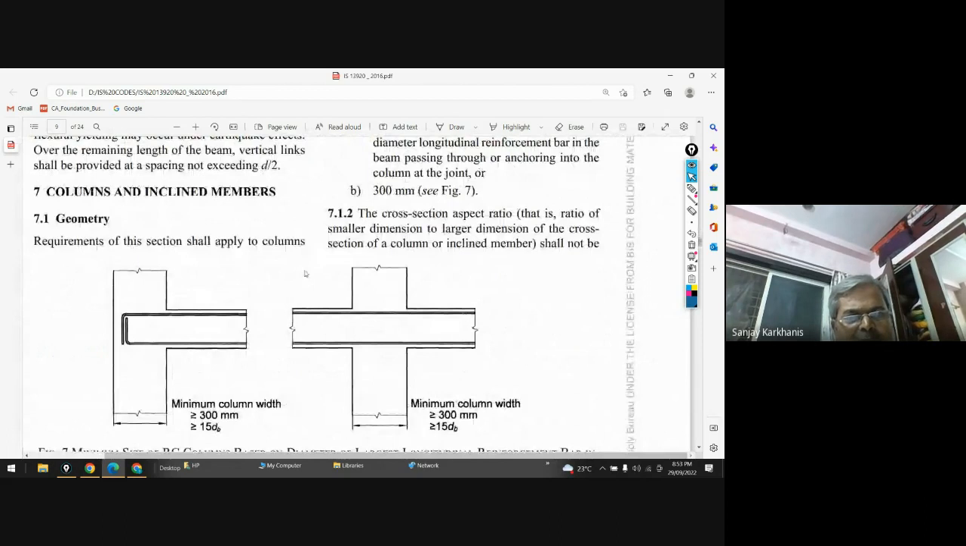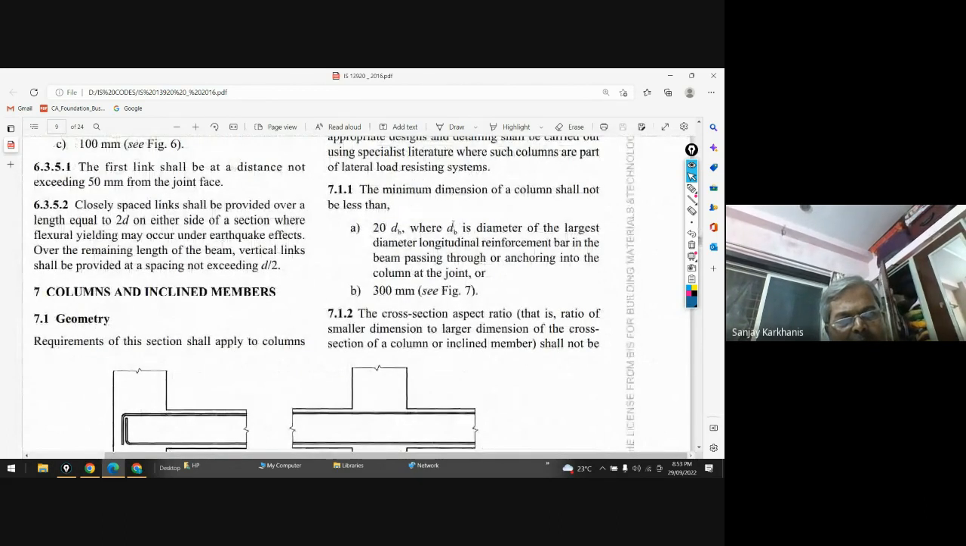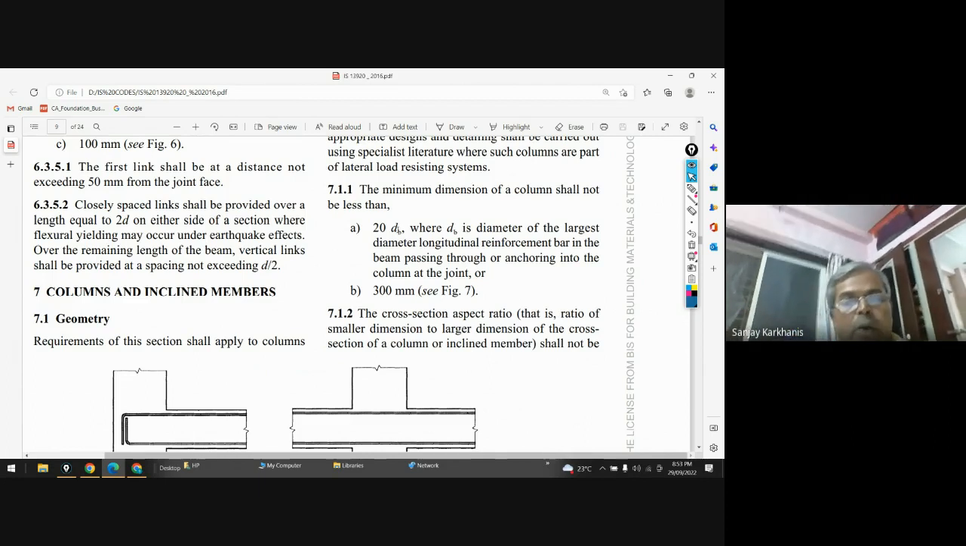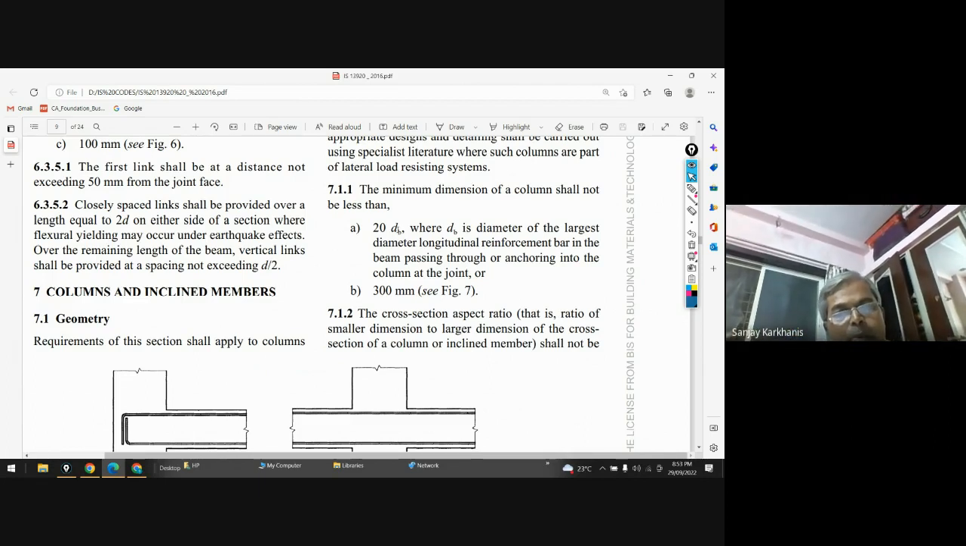Now whatever the requirements are, you can see here they are saying that the minimum dimension of column shall not be less than 20 times diameter of bar. Now why this diameter of bar? Let's say you are providing 25 mm dia bar in your column, then according to code, now in practice people do not follow this, but according to code, the minimum dimension of the column shall not be less than 20 multiplied by 25. How much is it? 450. Yes.